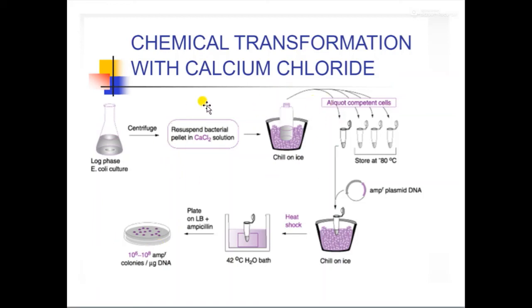So this is a common method which we use in the case of E. coli cells, the chemical transformation technique, where the host E. coli cells are treated with calcium chloride and they become competent as a result of that. The process of transformation mainly involves chilling on the ice so that the recombinant DNA enters into the competent E. coli cells, and further on a heat shock is given and final plating is done.